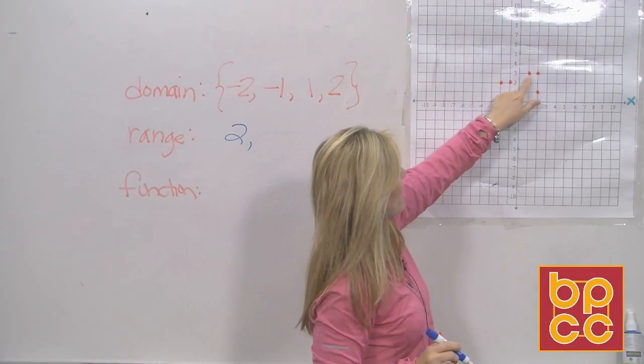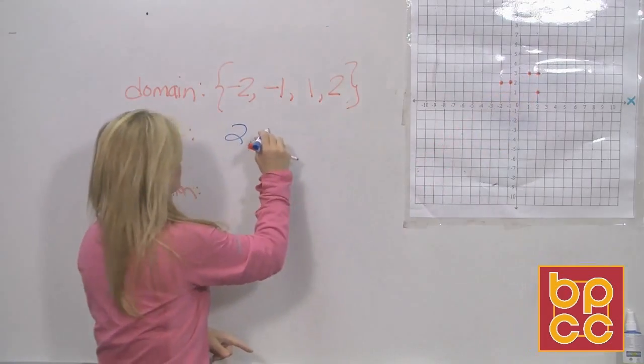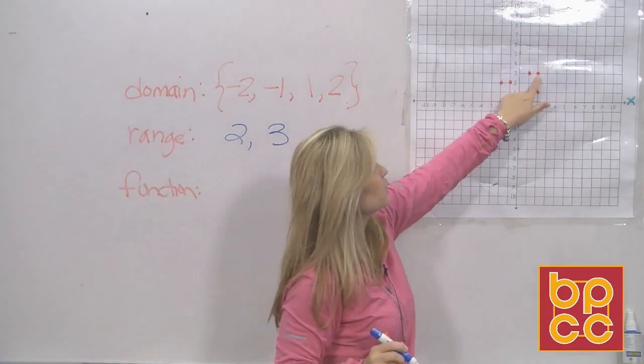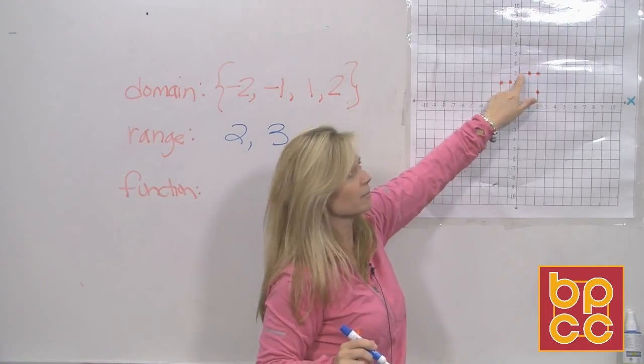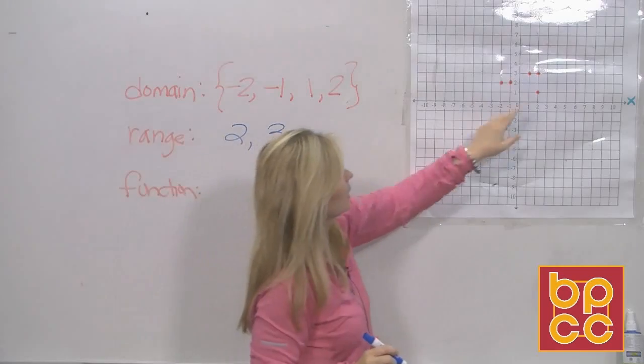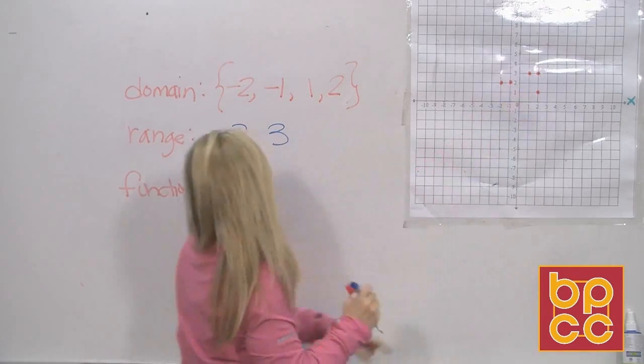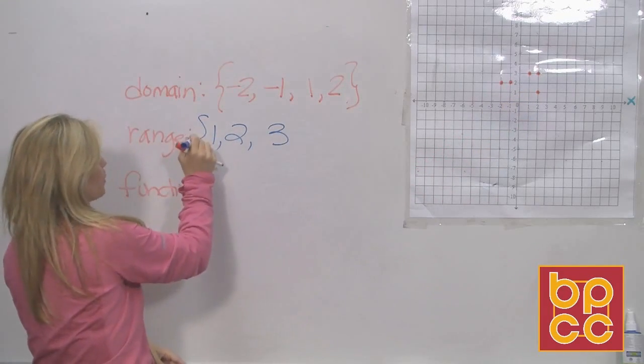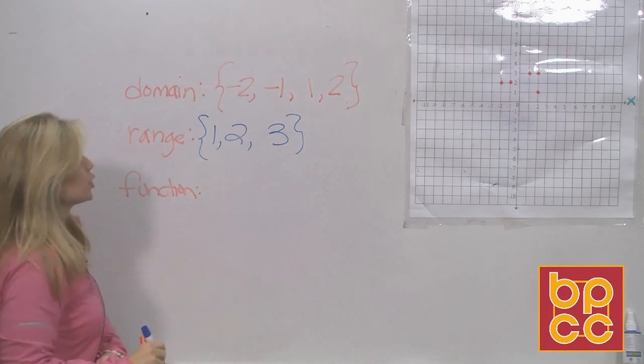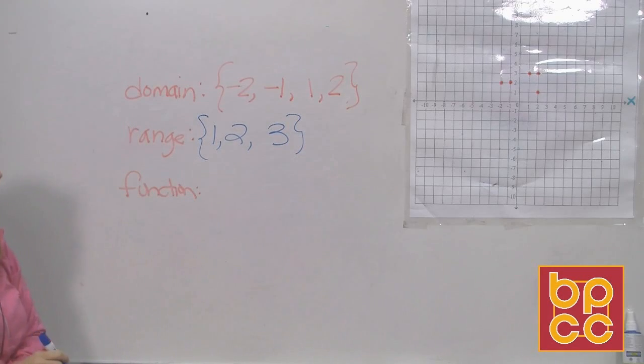This point's y value is 3. This point's y value is 3. I don't need to write it again. This point's y value is 1. And if you look, we usually put them in numerical order. So we would say the range is 1, 2, and 3. So far, so good? Good.